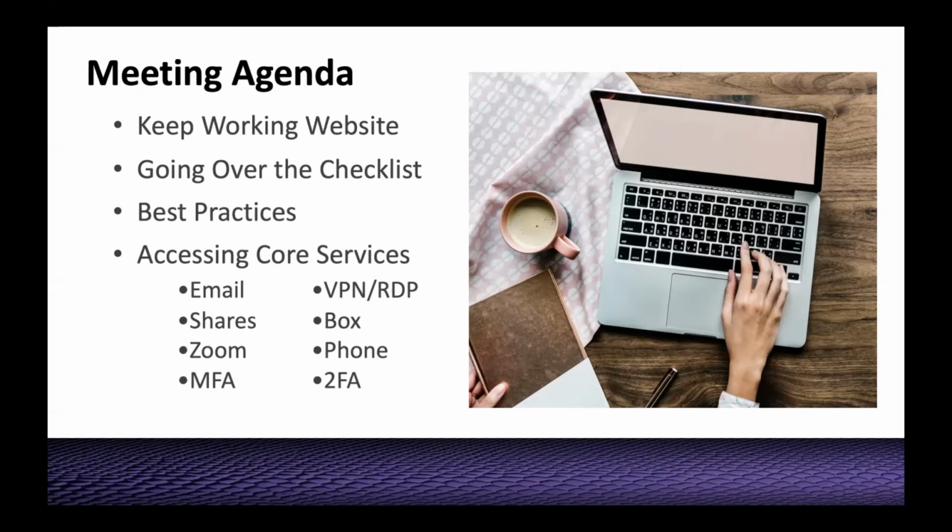And then towards the end, I'm really going to start going over how to access some of these different core services that are available. Things like email, things like your shares and box.com, which is a really great, fantastic tool. Things like Zoom, which you're using today, so you already have a big connection with that particular tool. We're going to go over the two different types of phone systems that we have on campus. We're going to cover the VPN and remote desktop, again telling you when you need to use the VPN and remote desktop and when you don't.